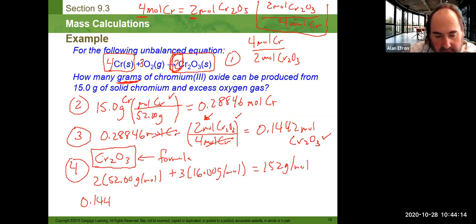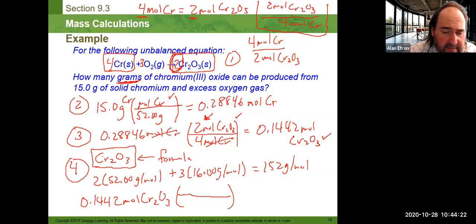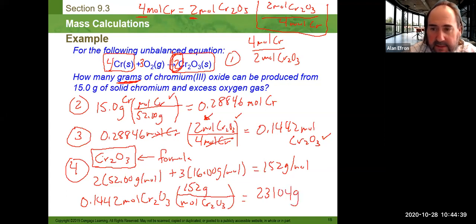And again, if you are doing it in steps like I did here, you really don't want to round too much until the very end. I personally haven't cleared my calculator. I'm just continuing on with the whole number in my calculator. And again, try not to round too much along the way here. And if we multiply that by 152, we end up with something like 23,104 grams of Cr2O3.